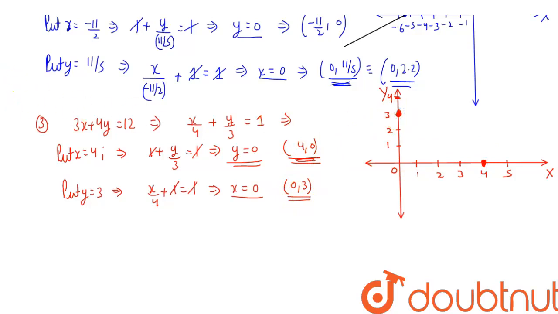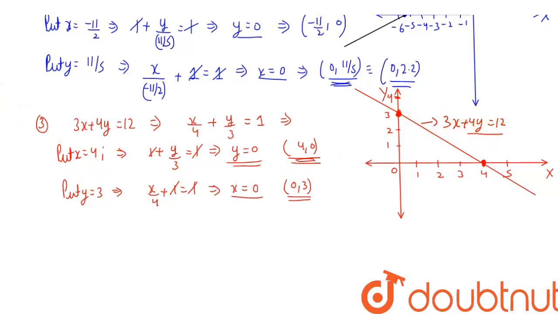So here the equation of the line would look something like this. So this is the equation of the line, and we also have the equation on this side as well. Let us name it. This is the equation of the line. Here we have 3x + 4y = 12.